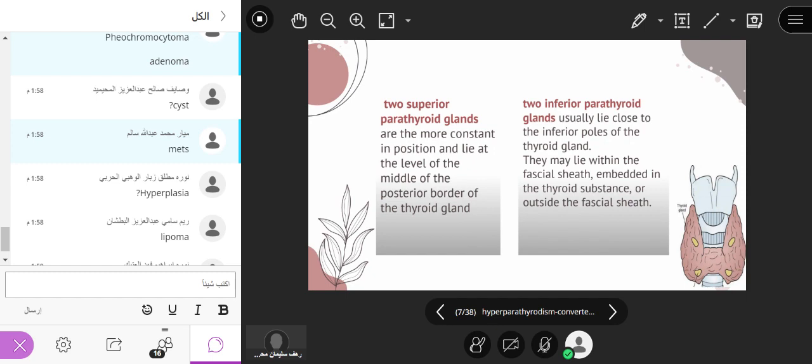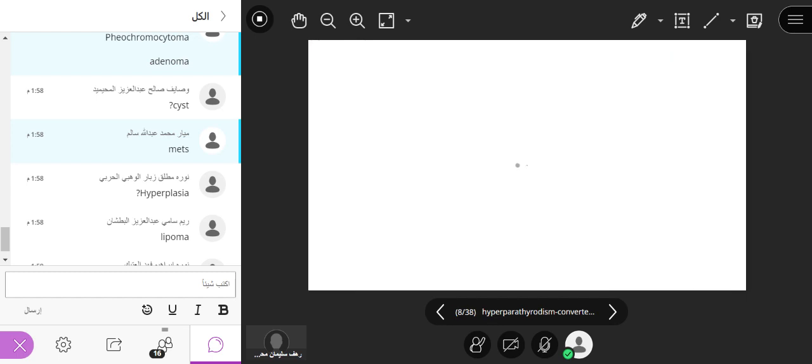As I mentioned, the two superior parathyroid glands are more constant in position and lie at the level of the middle of the posterior border of the thyroid gland, while the two inferior glands usually lie close to the inferior pole of the thyroid gland. They may lie within the fascial sheath or be embedded in the thyroid substance, and sometimes outside the fascial sheath.